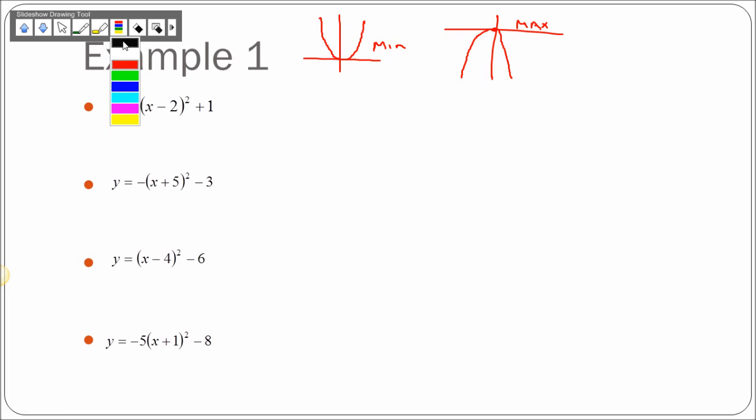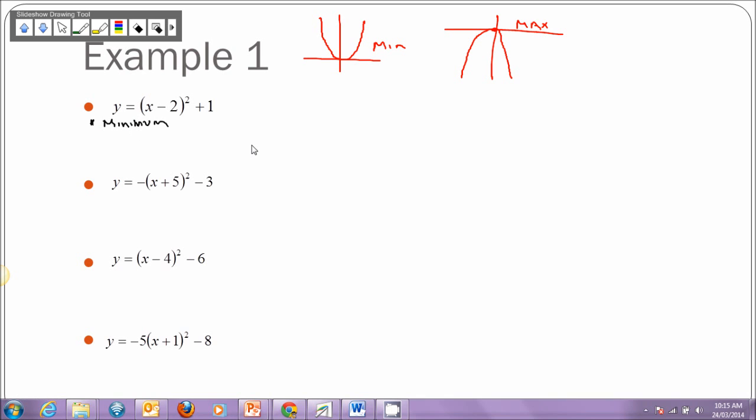So the other thing we just need to learn then is how to do our turning points. So here's our first equation. First of all, the number in front of the x is a positive number. So we can always say straight away that this is going to be a minimum. Alright, so the other thing we need to do is find the turning point.